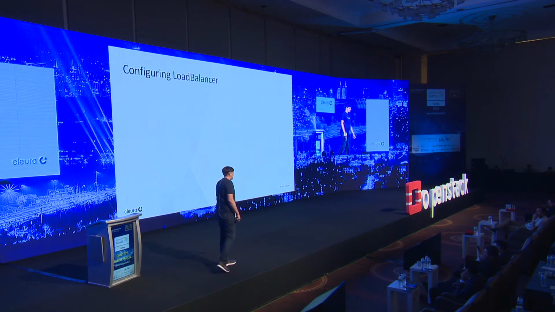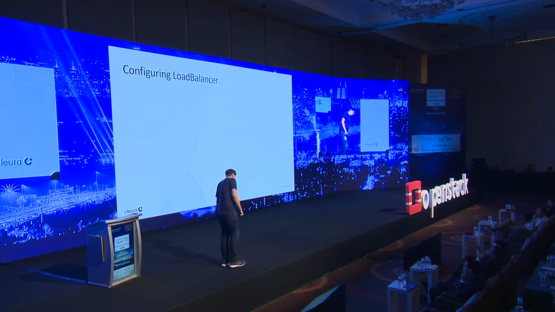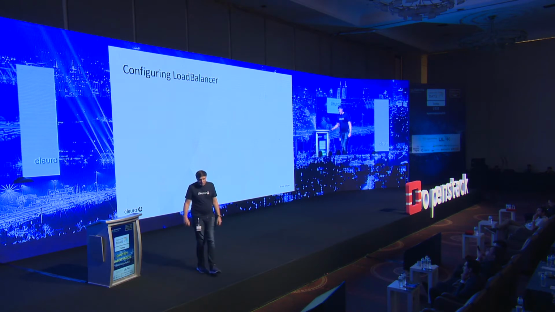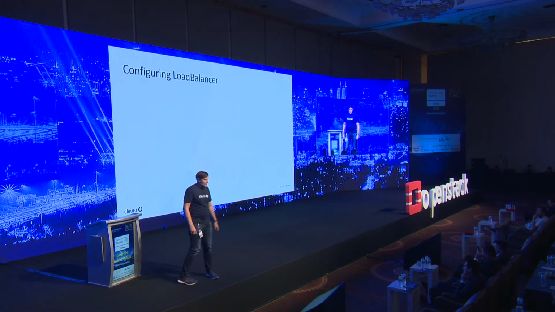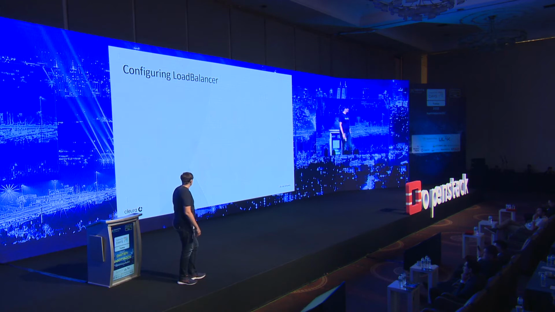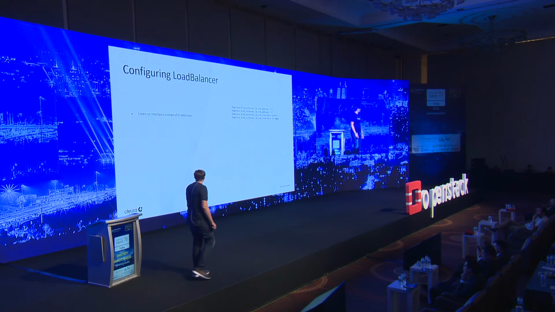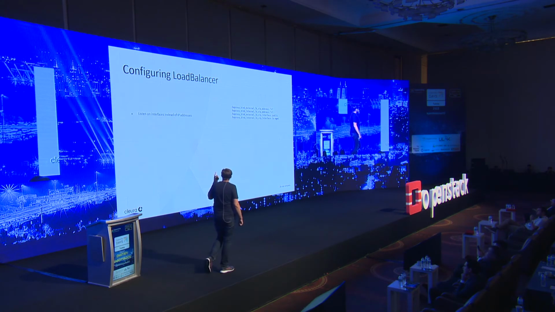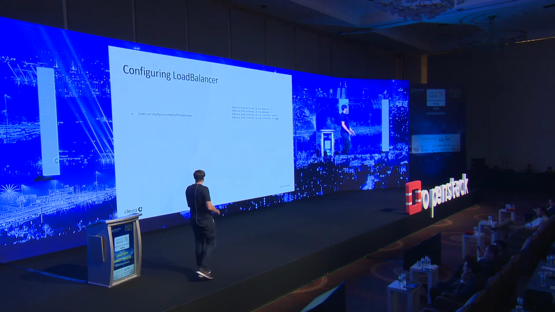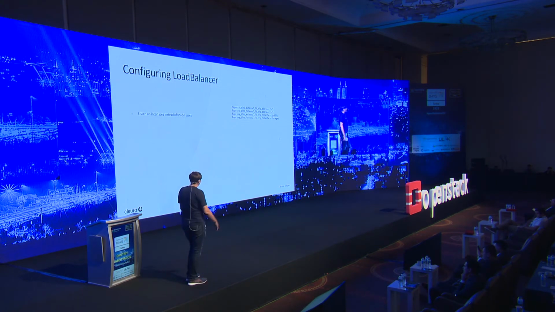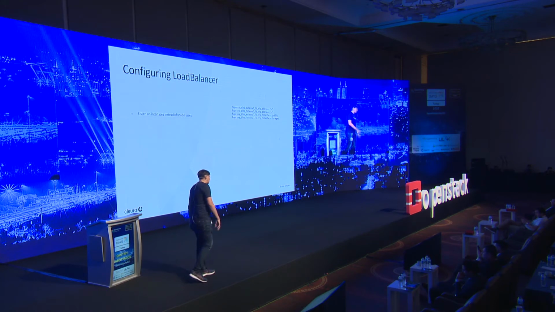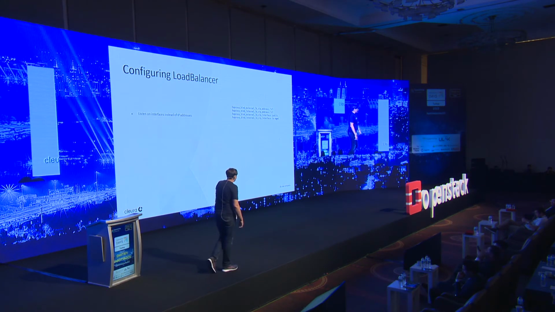Now we need to configure the load balancer. So we already discussed how the load balancer should proxy requests, but it's time to configure it. What we want to do is make it agnostic of whether it will be DNS round robin with VRRP or anycast.